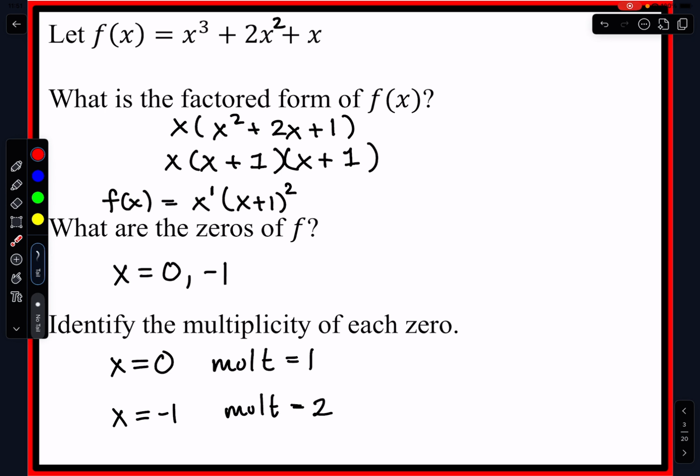So this is how you find the factored form, the zeros, and the respective multiplicities. I hope this was helpful.